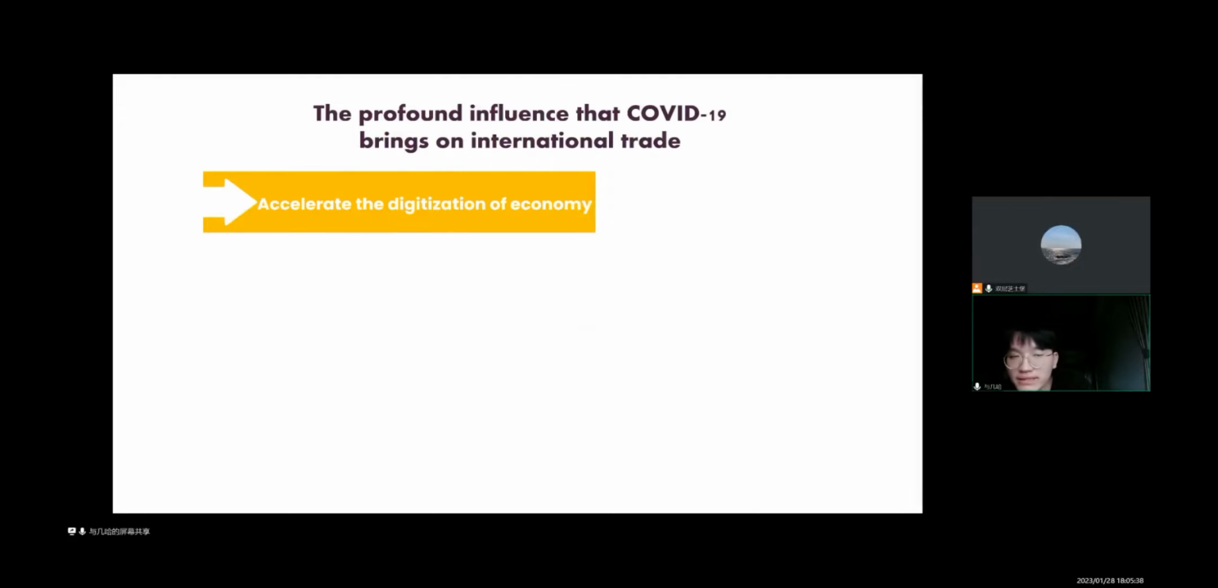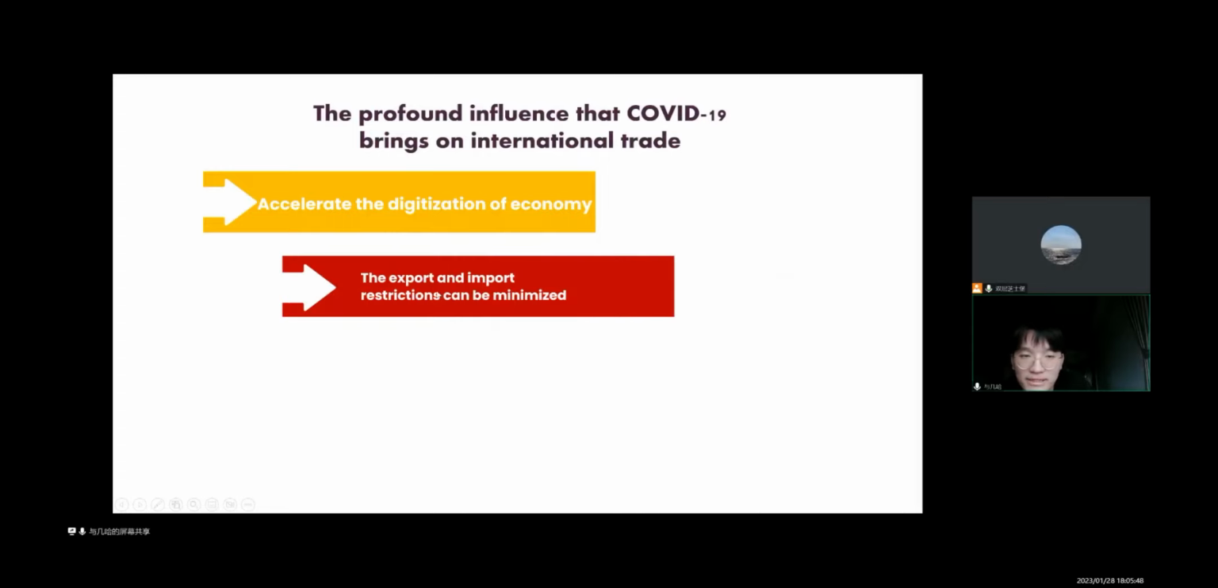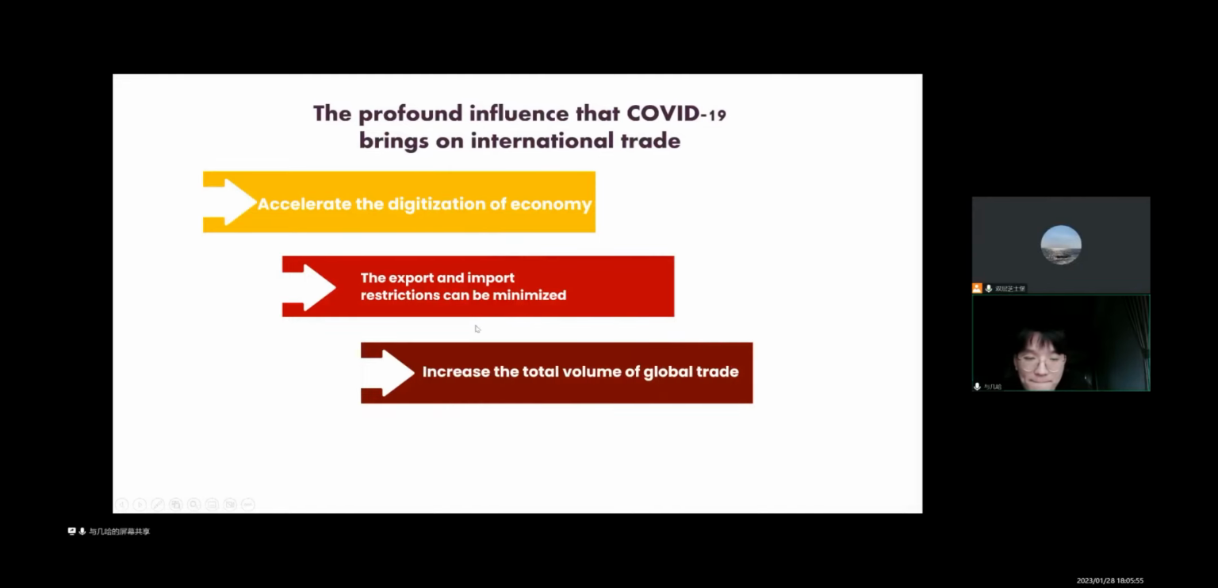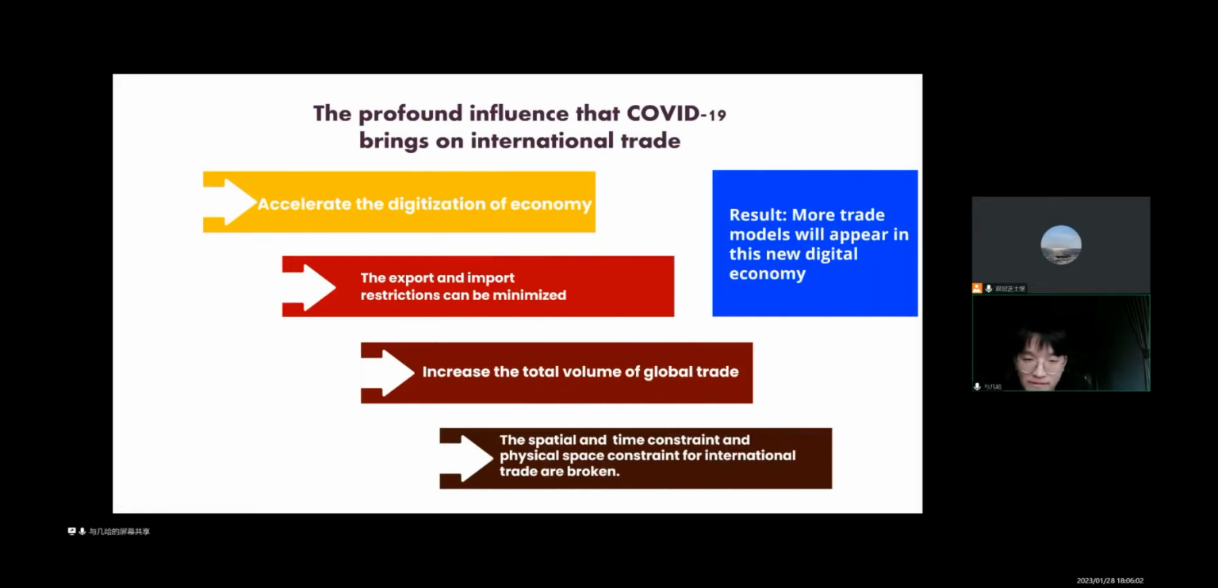Next, we see the profound influence that COVID-19 brings to international trade. COVID-19 accelerated the digitization of the economy. Then export and import restrictions can be minimized, and subsequently it can increase the total volume of global trade. Finally, the spatial, time and physical space constraints for international trade are broken. So the result as a whole is that more trade models will appear in this new digital economy, which will help the economy to diversify. That's all of my part.